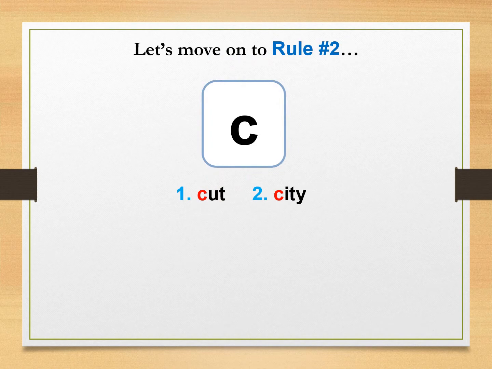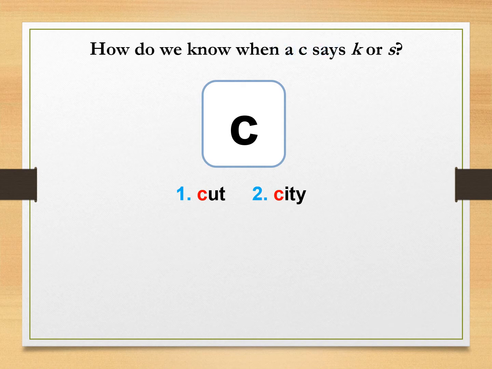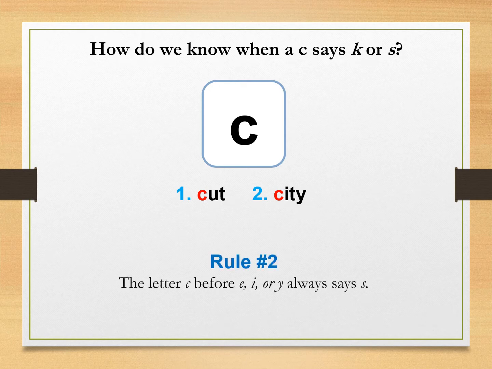If you'd like more practice with Rule 1, there's another video in this series that you can go back and rewatch. In this video, I'm going to talk about Rules 2 and 3, C and G. And we're going to start by moving on to Rule 2 and the two sounds that letter C makes. How do we know when a letter C says K or S? Rule 2 tells us exactly when a letter C says K or S.